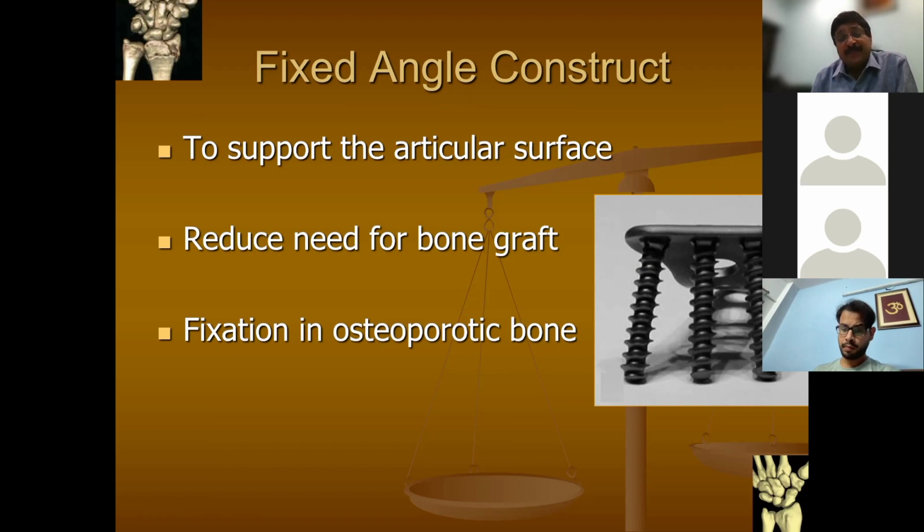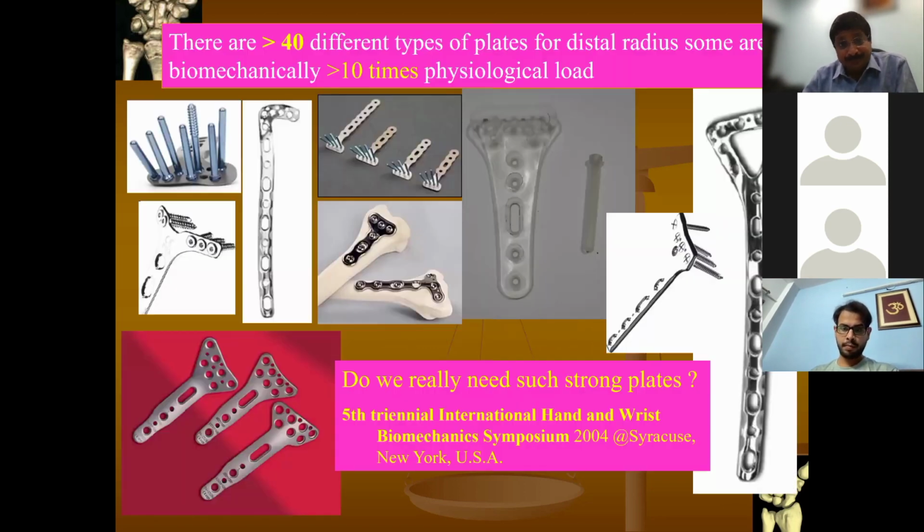Suppose there are small voids in locking implants, we need not put bone graft because inherently the construct is very stable. And we have seen that fixation in osteoporotic bone is much better with the locking implant. This was the 2004 Fifth Annual International Hand and Wrist Biomechanics Symposium, where it was discussed: do we really need very high biomechanically stable implants which are more than 10 times the physiological load?